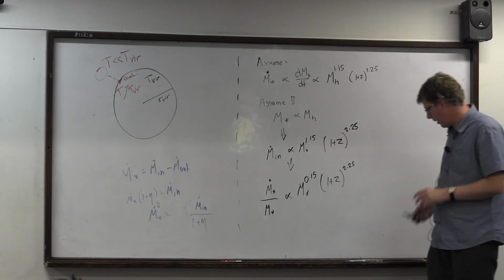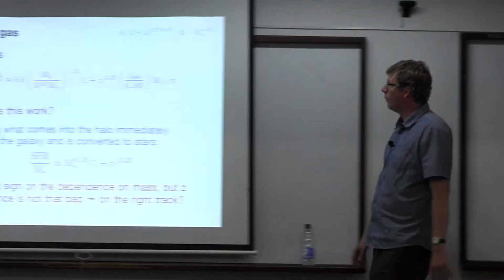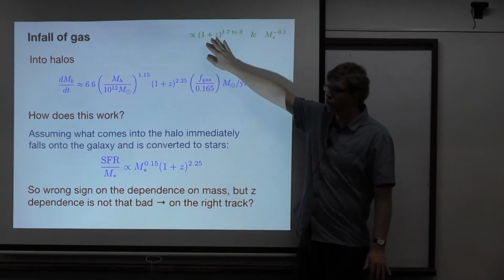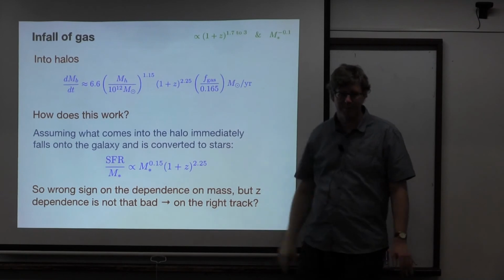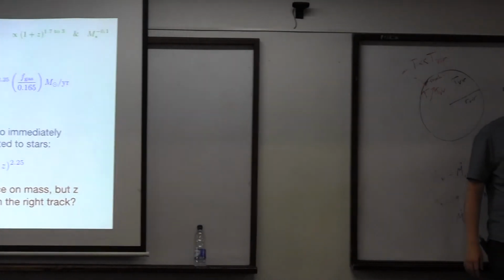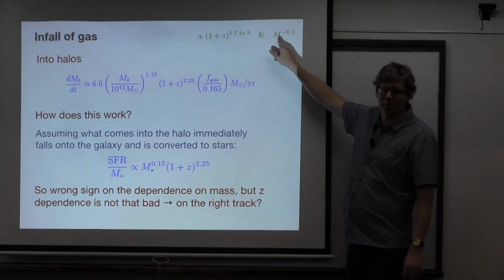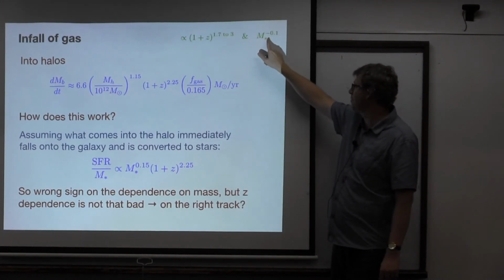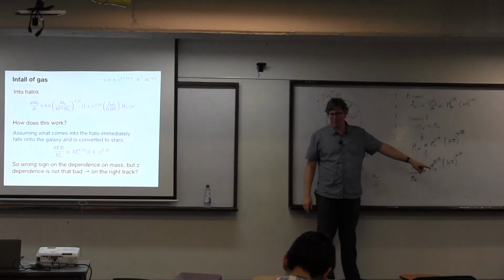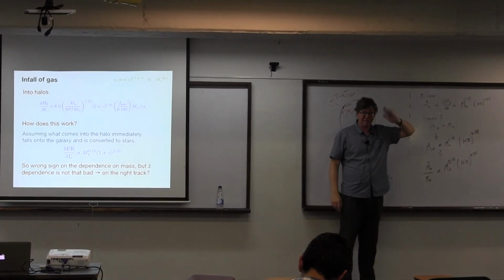Okay, so how does that compare to our observational data? Well, the observational data said that the redshift evolution should be 1 plus z to somewhere between 1.7 to 3. So that's not terrible. Okay, that's not hopelessly bad. But the mass dependence should be negative, should be to the minus 0.1. And here I got it to plus 0.1. So instead of decreasing with increasing mass, it increases with increasing mass. So it's the opposite trend. That's not so nice.